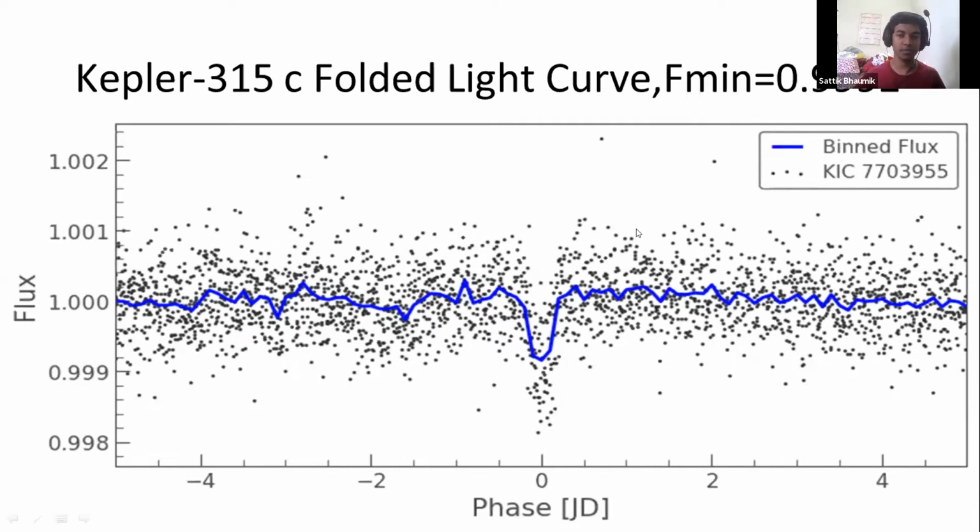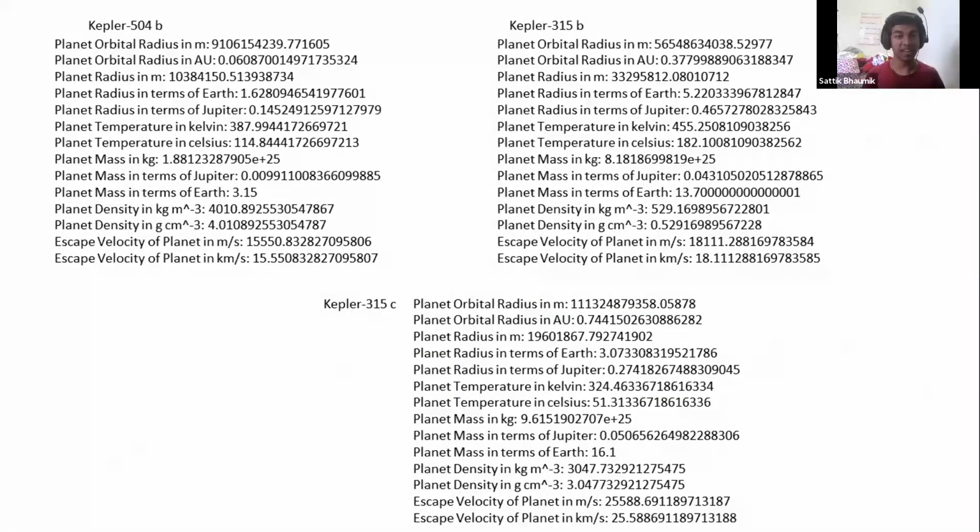For that, we have used the bind flux as well. You can apply those in the previous plots also. So now for the 3 planets, we have the orbital period and the F minimum value. Using these 3 values of the 3 planets, we are going to calculate the planetary parameters.